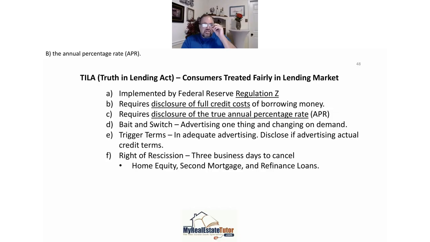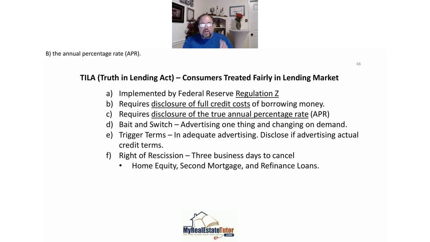A couple other terms you may see associated with TILA on the state exam is called the bait and switch. In other words, when lenders advertise one thing and the consumer comes in and they're sold a different thing. In other words, we're telling you one thing, but we're doing another. This is another area of the Truth in Lending Act that the federal government has a good eye on to make sure lenders don't fall into this type of advertising.